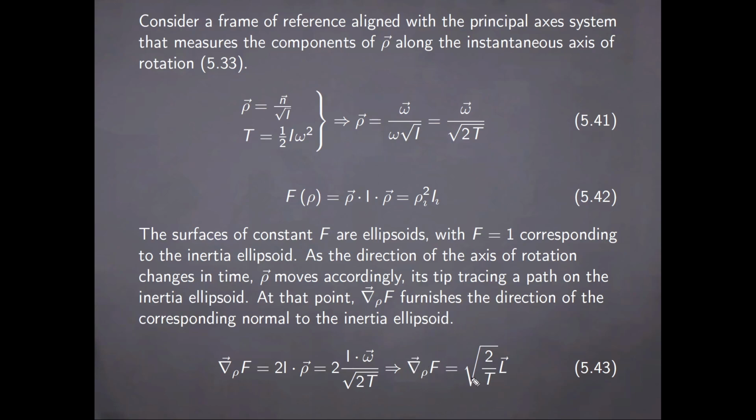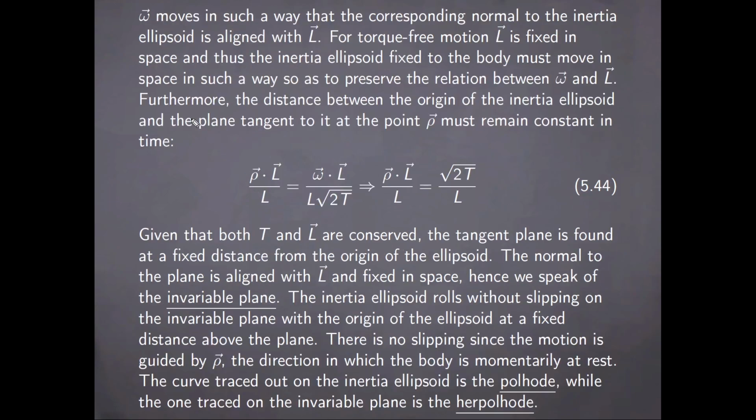So the gradient is proportional with the angular momentum vector and inversely proportional with the square root of the kinetic energy. So we see that the angular velocity moves in such a way that the corresponding normal to the inertia ellipsoid is aligned with the angular momentum. For torque-free motion, the angular momentum is fixed in space, and thus the inertia ellipsoid fixed to the body must move in space in such a way so as to preserve the relation between the angular velocity and the angular momentum.